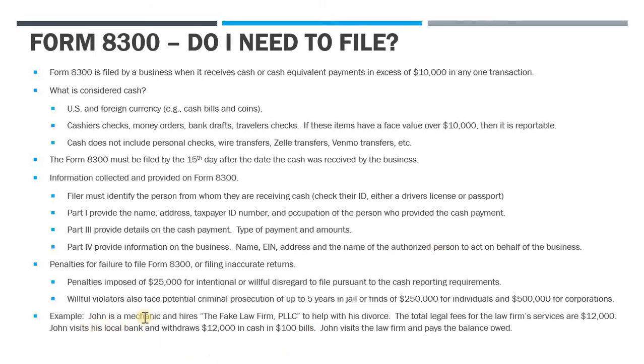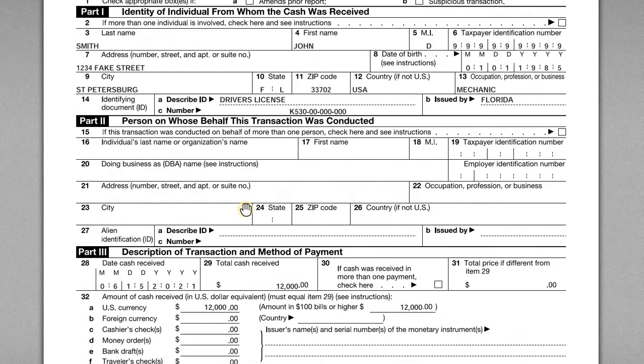So again, if we look at our fact pattern down here, we have John again. He's a mechanic and he hires this law firm to help with his divorce. So the total legal fees were $12K. John went to his bank and he withdrew $12,000 in cash in hundreds, and then he went to the law firm and he paid the bill. So that's the fact pattern we're working with here when we're filling out this 8300.